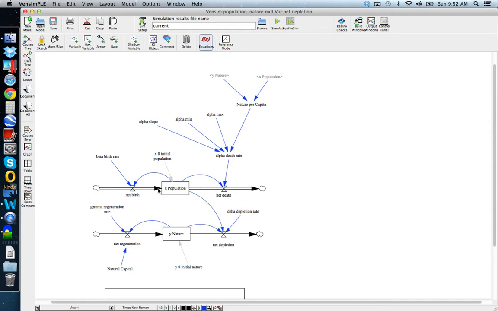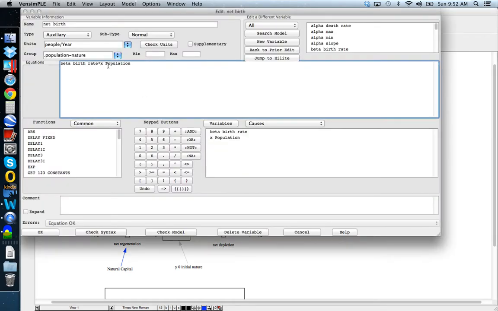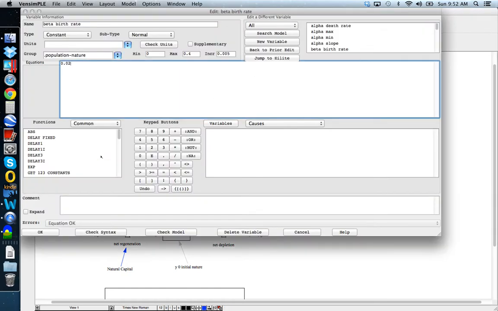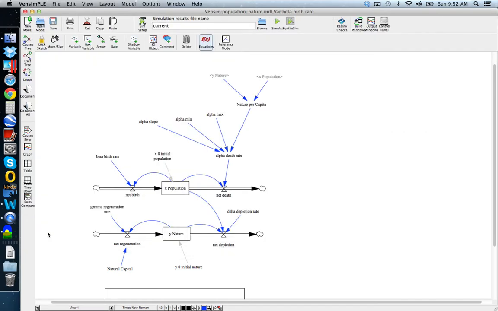Now let me take a look at the births of population here. The births of population are given by a rate, these are people per year, times the population, and then the birth rate is essentially 2% per year. Okay, so it's a growth rate of 2% per year.